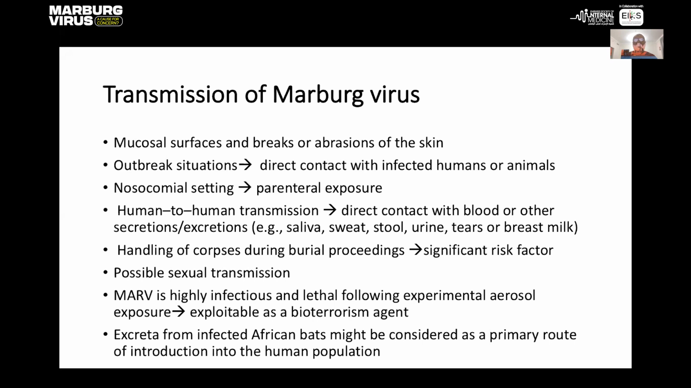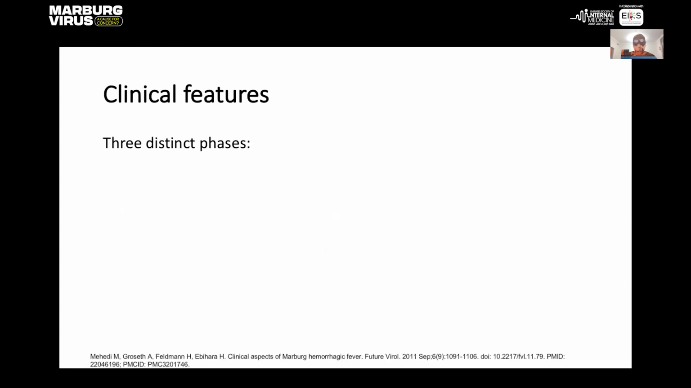Now, excreta from the infected African bats might be considered as a primary route of introduction into the human population. Therefore, even when your patient comes from an African country, you need to ask them specifically if they've gone trekking, and was there an animal exposure that they had over there.